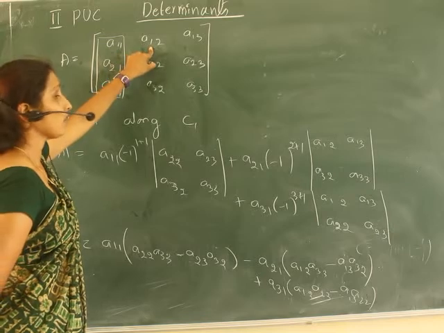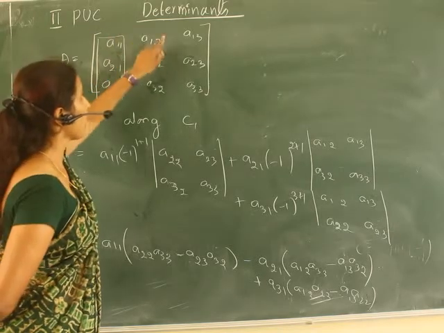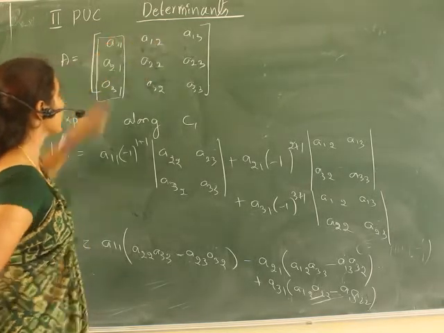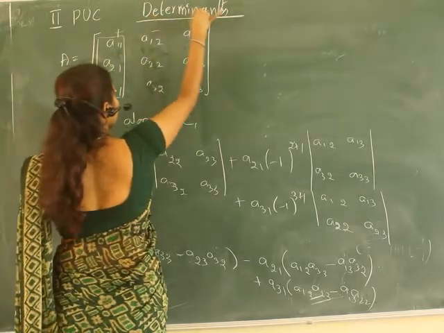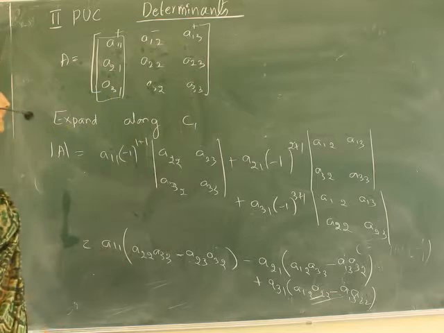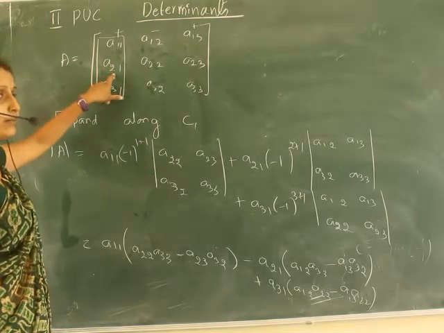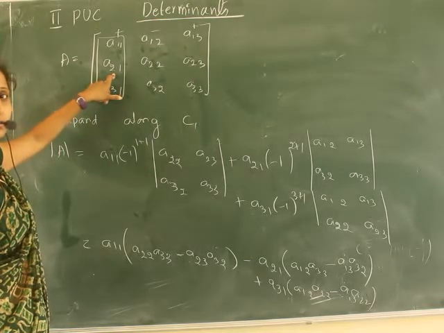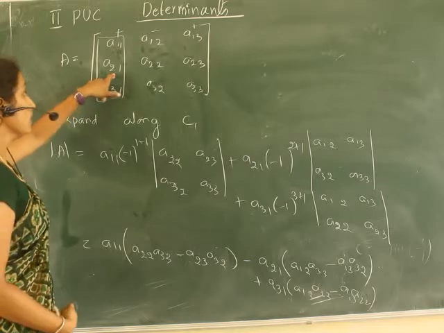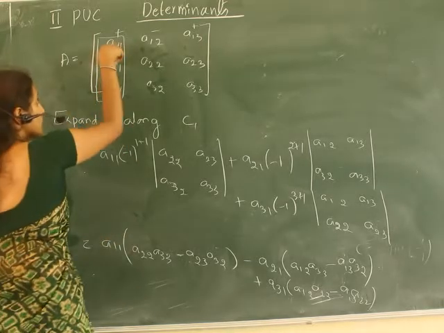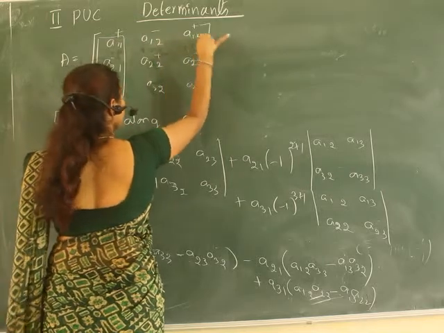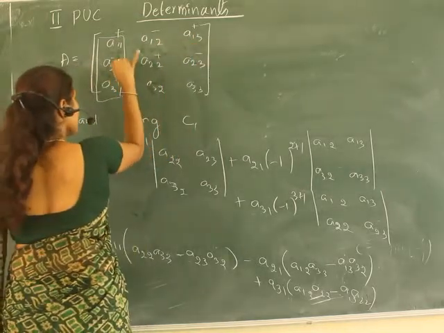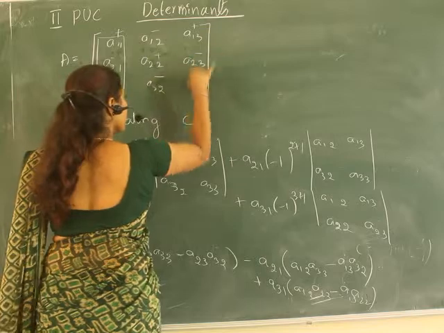If I expand along R1, then this will be minus, this will be plus, this will be minus, again this will be plus. Then after that, this will be minus 1 to the power 2 plus 1, which is again an odd number. So it is minus, this will be plus, this will be minus, this will be plus, minus, plus.